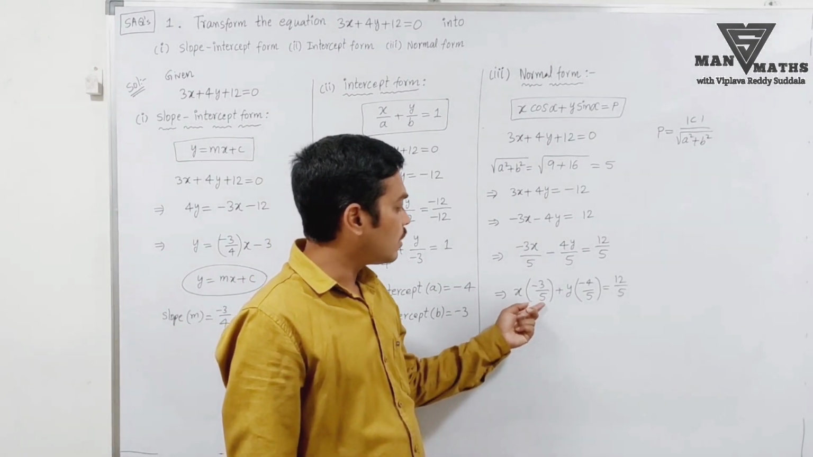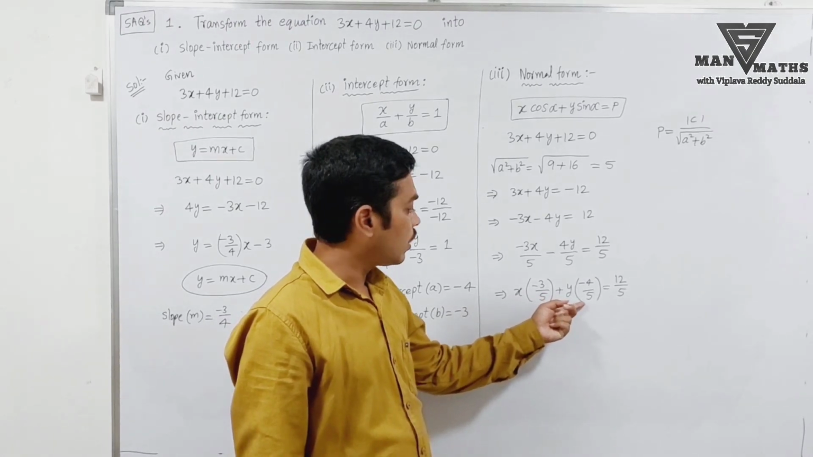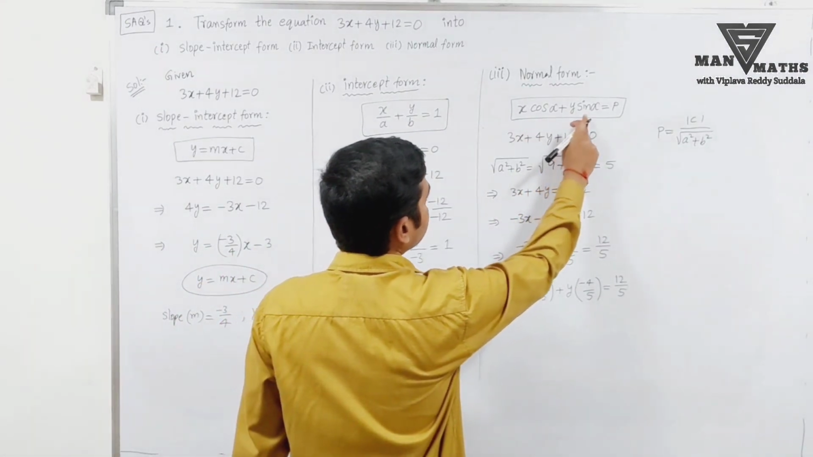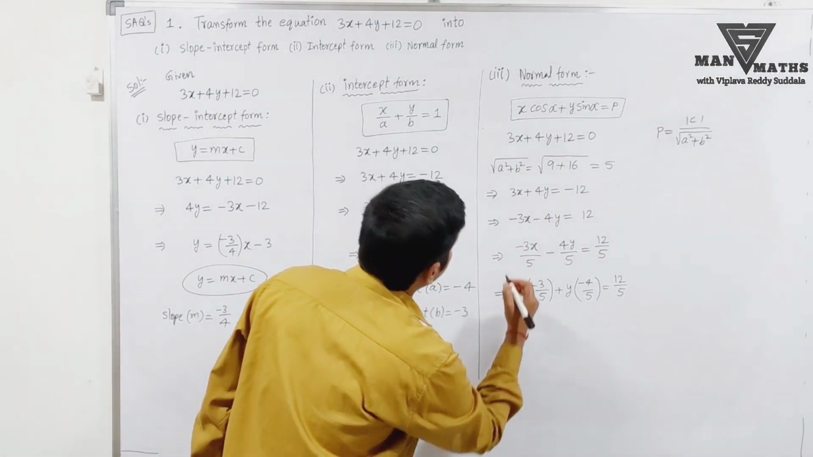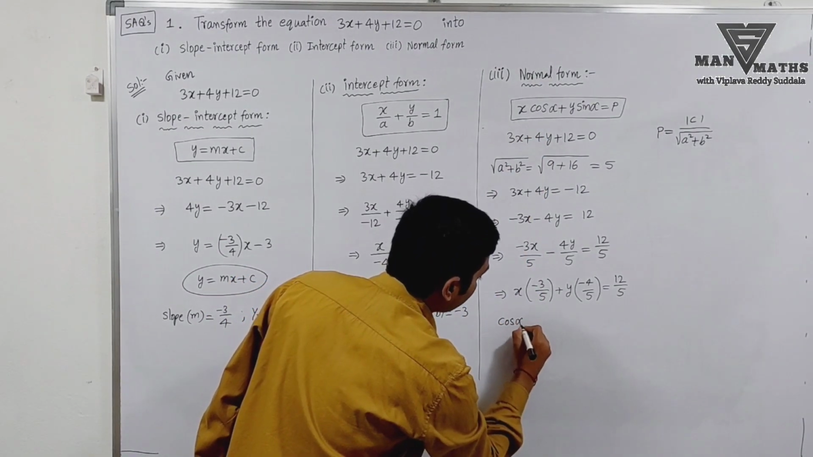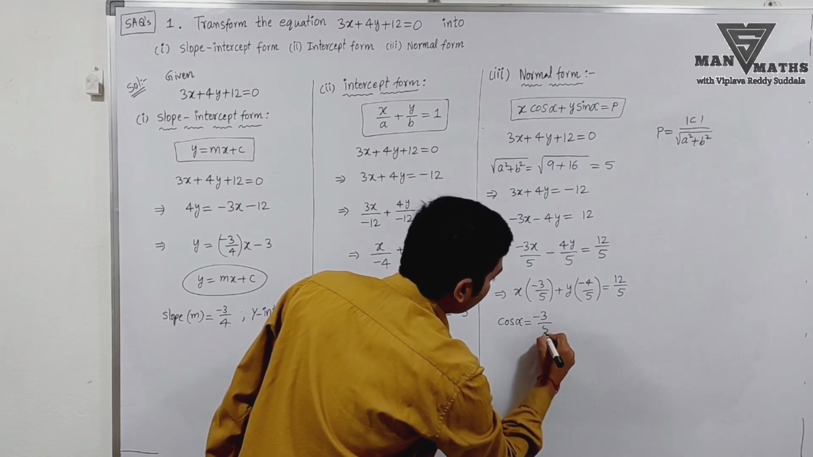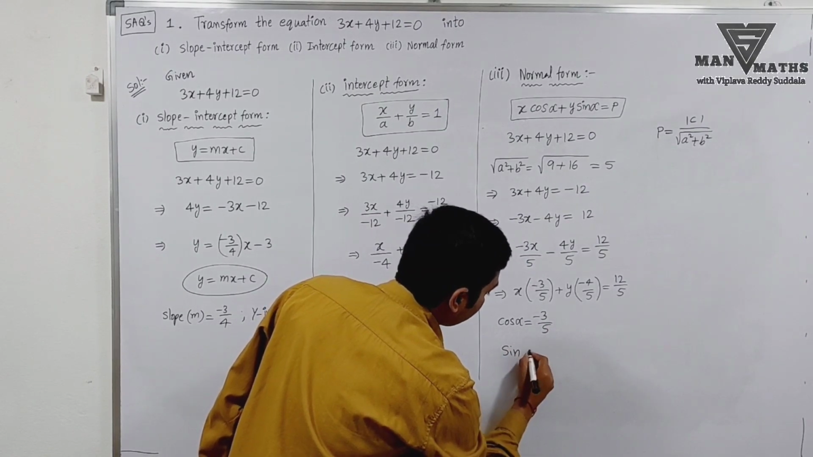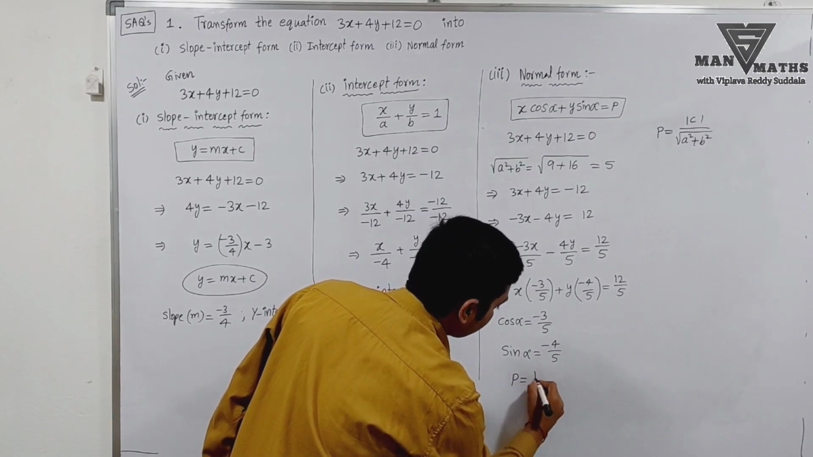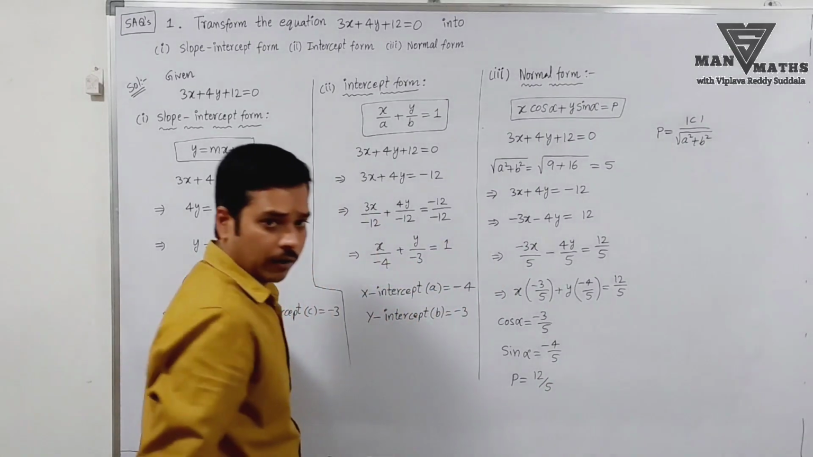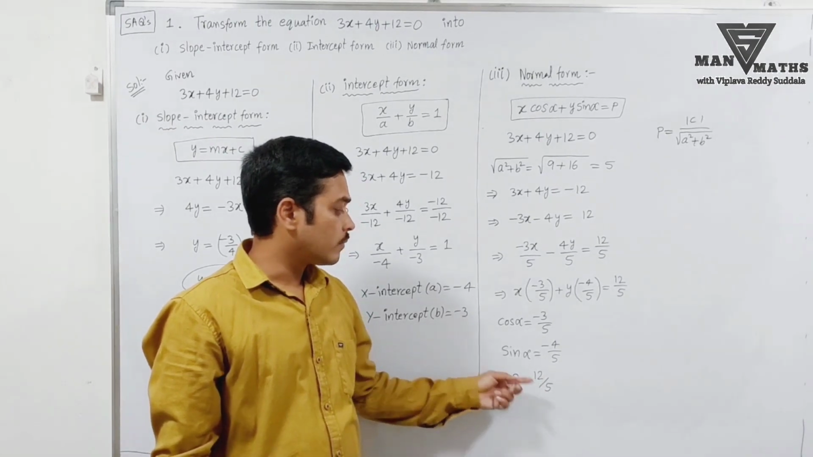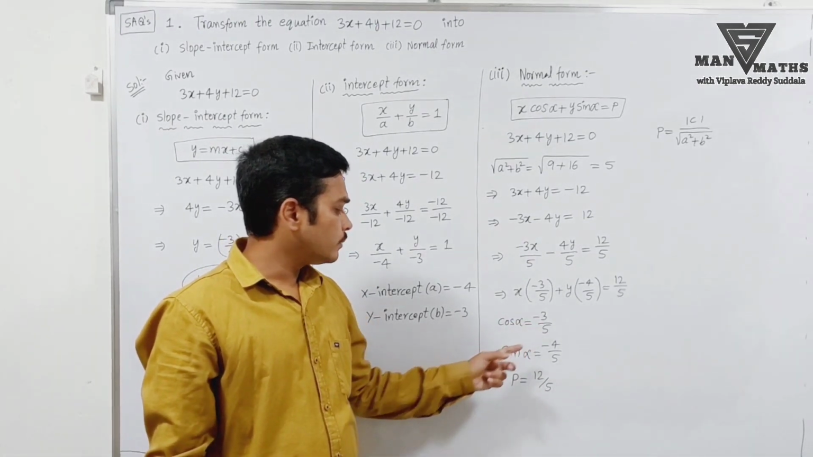x cos alpha plus y sin alpha equal to p. So compare this equation with x cos alpha plus y sin alpha equal to p. By comparing with the normal form, we get cos alpha equal to minus 3 by 5, sin alpha equal to minus 4 by 5, and p is equal to 12 by 5. The perpendicular distance p is 12 by 5.